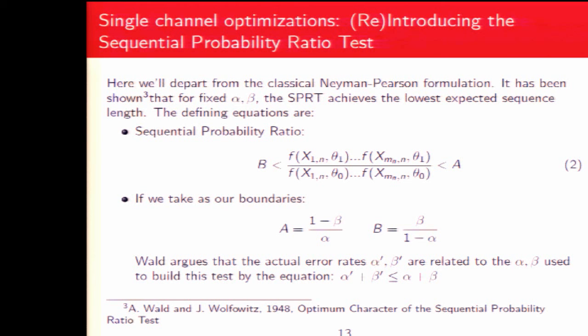Wald argues that if you choose your thresholds like this, then you'll make at most alpha plus beta errors, and there's a bound on the sum of the errors down at the bottom. It's Wald's standard result from 1948. Sorry, it's hard to see.